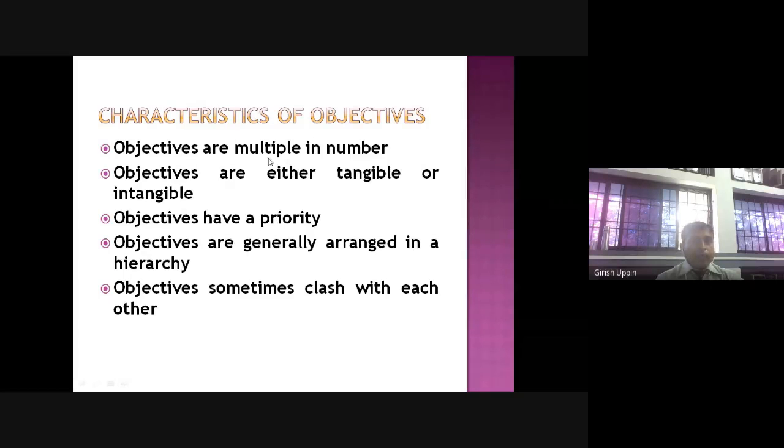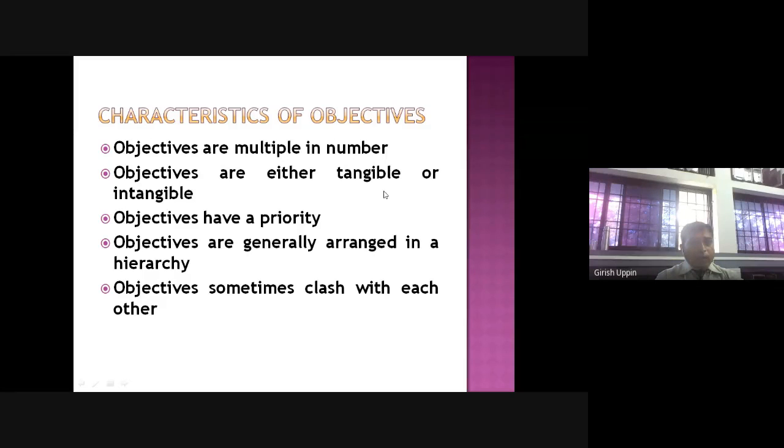So these are the characteristics I talked about: what characteristics the objectives should have. Objectives are multiple in number. There will not be just one single objective. There will be a set of objectives. Collectively they will meet the mission, or collectively they will meet what the organization wants to achieve.